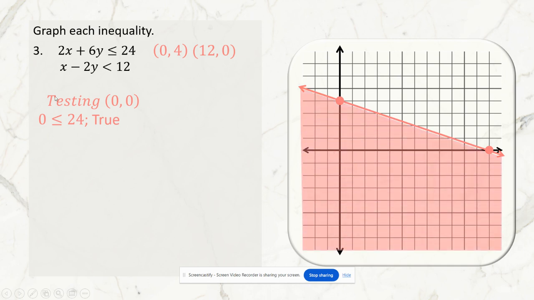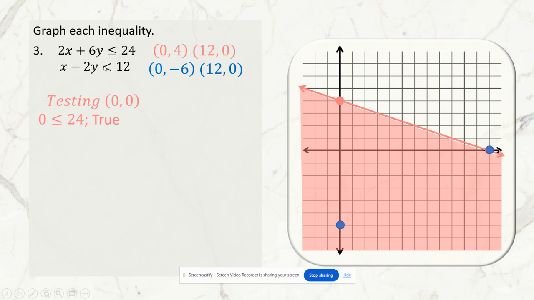Okay. Now for the second part, we have x minus 2y is less than 12. Again, we can do the same thing here. We can divide our solo number by the number in front of y to get our y-intercept. 12 divided by negative 2 is negative 6, so 0 comma negative 6 is our y-intercept. And we can take 12 divided by the number in front of x, which is just 1. Remember, if there's no number written, it's implied that it's a 1, which is 12. Okay, so there's my y-intercept, there's my x-intercept.